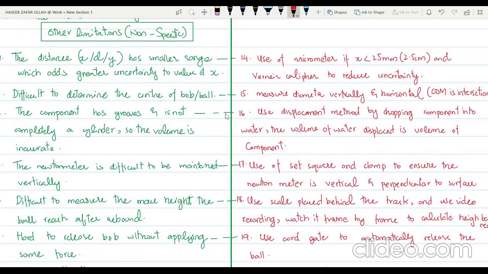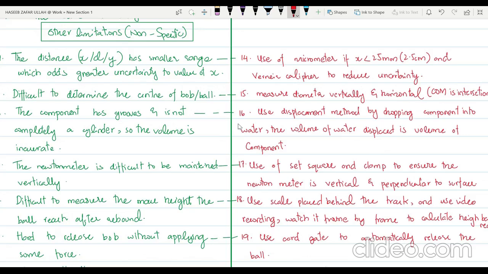Another point is the difficulty to measure the maximum height the ball reaches after rebound. This was a scenario in which we were dropping a ball and measuring the height it reaches after rebounding from the surface. It had most of the error because it is difficult to measure the height of a ball that is actively in the air.